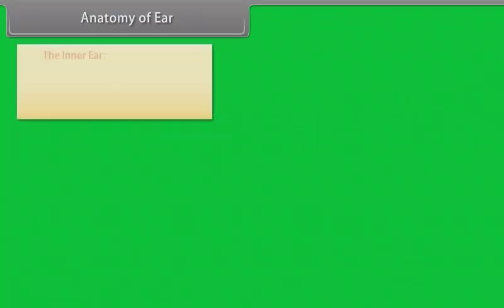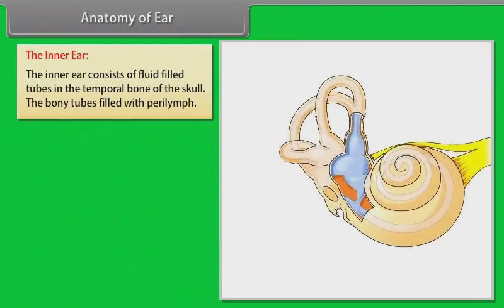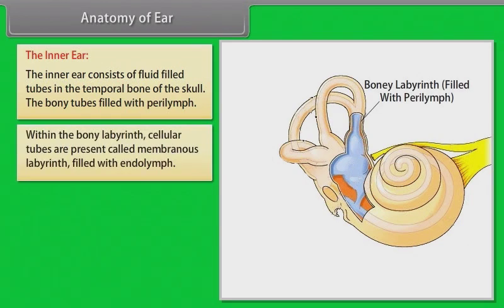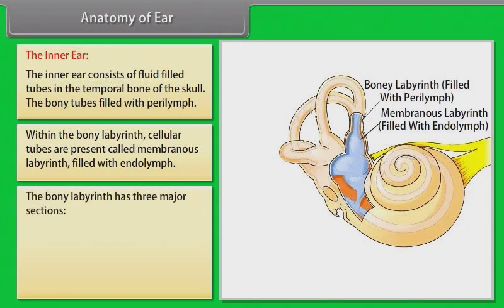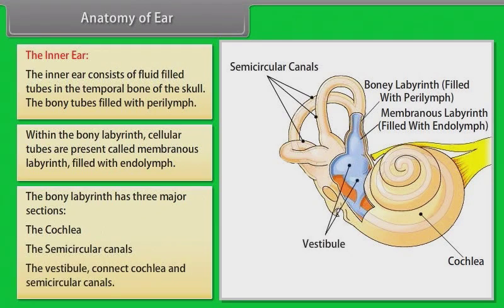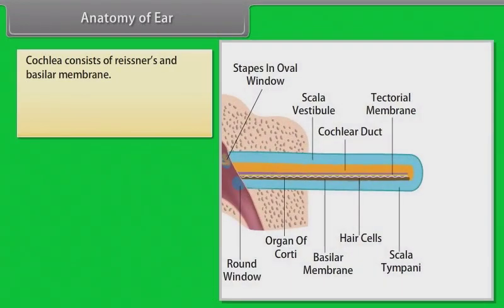Anatomy of the ear. The inner ear. The inner ear consists of fluid-filled tubes in the temporal bone of the skull. The bony tubes are filled with perilymph. Within the bony labyrinth, cellular tubes are present, called the membranous labyrinth, filled with endolymph. The bony labyrinth has three major sections: the cochlea, the semicircular canals, and the vestibule connected to the cochlea and semicircular canals. The cochlea consists of Reissner's membrane and the basilar membrane.